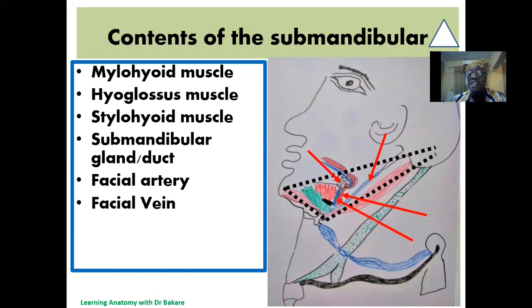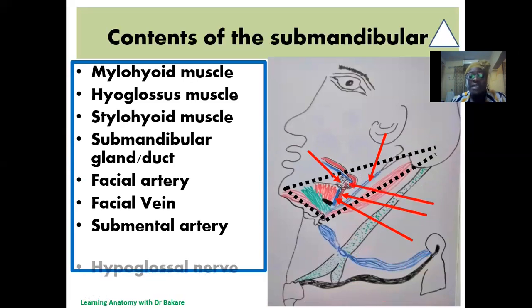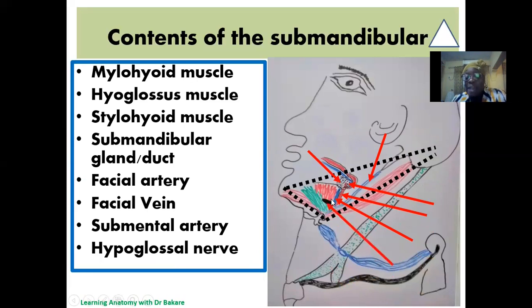We also have the facial vein located close to it. We have the submental artery. The submental artery is a branch of the facial artery. So as soon as this branch exits the submandibular gland, it becomes the submental artery. And of course, this is also contained within the submandibular triangle, and that is the submental artery. Then we have the hypoglossal nerve. So this is the hypoglossal nerve.